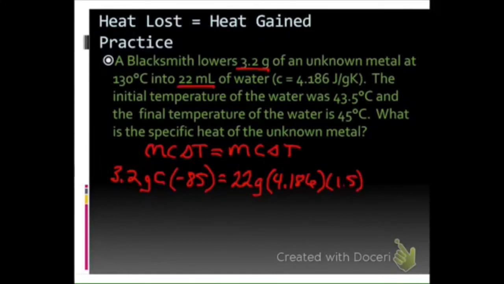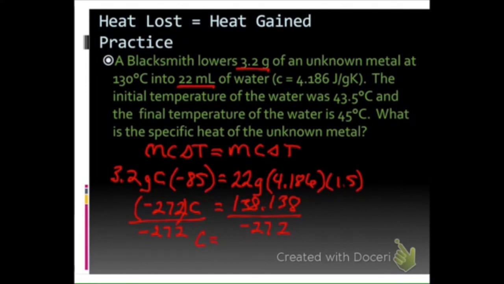Okay, so I can do all the math here on one side and then the other. Let's do 22 times 4.186 times 1.5, which is 138.138. And if I multiply 3.2 times negative 85 on the other side, I have negative 272 times C. I cannot forget the C. If you want to put this in parentheses so that you can see that C is separate, you may do so. I need to get rid of the negative 272, so I'm going to divide by negative 272 to get rid of it.